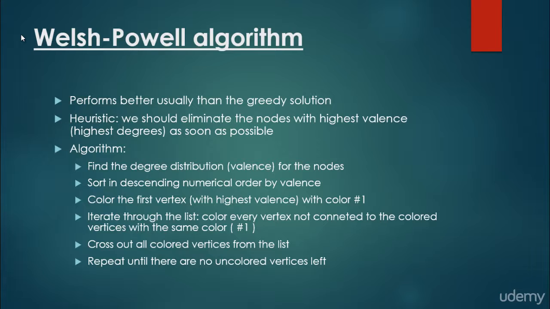Then color the first vertex with highest valence with color chromatic number 1. Then iterate through the list and color every vertex not connected to the colored vertices with the same color, so the chromatic number 1 again. Cross out all colored vertices from the list and repeat until there are no uncolored vertices left.